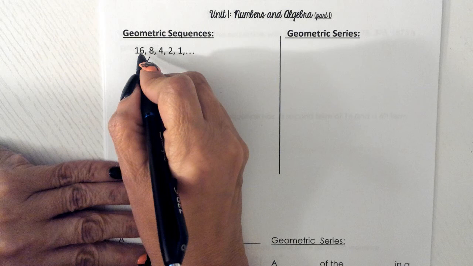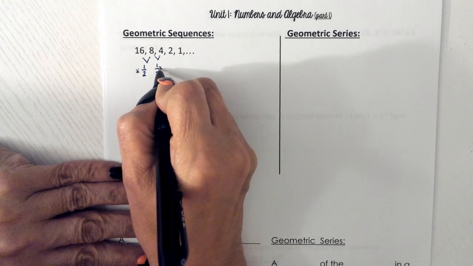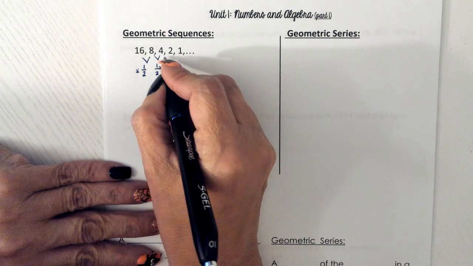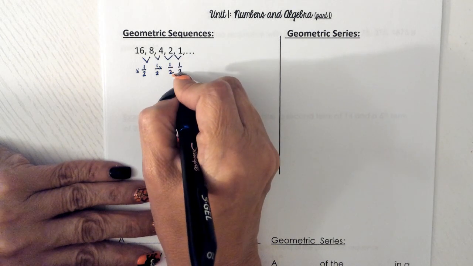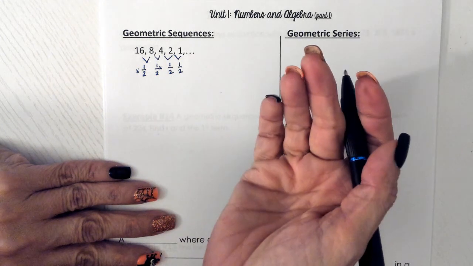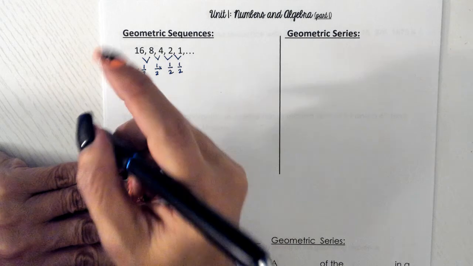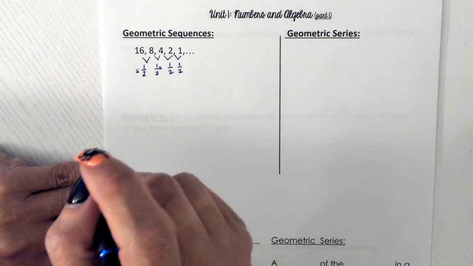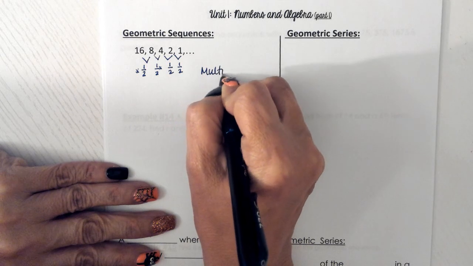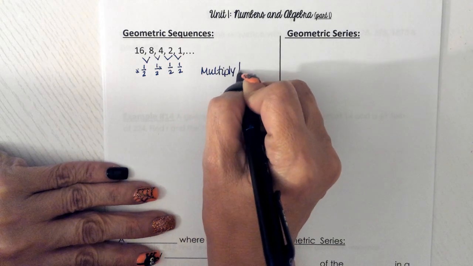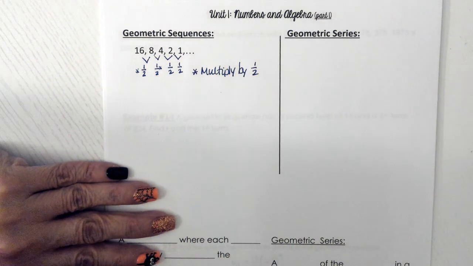1 over 2 times 16 would give me 8. 1 over 2 times 8 would give me 4. And so it's like I'm multiplying by 1/2. Kind of like saying dividing, but with geometric, we're always multiplying. So it's not arithmetic, it is geometric. We multiply by 1/2 each time. That's how we get the next term.